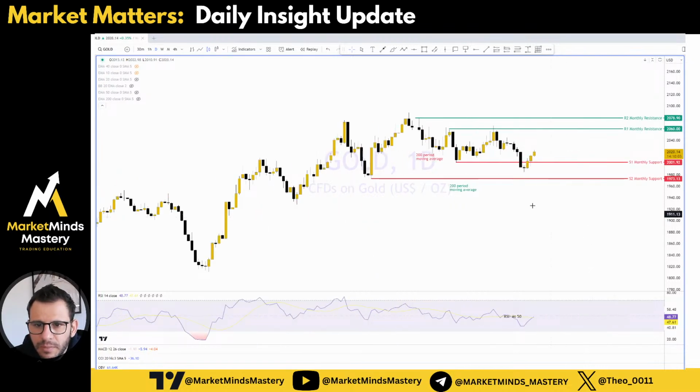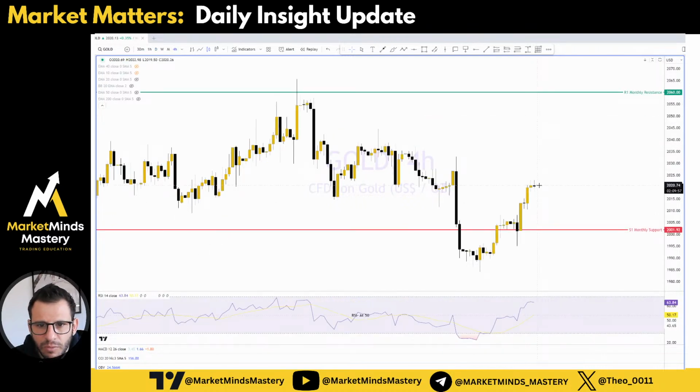Gold gradually moves higher, but we expect to see some kind of weakness on the gold market. So at this point, maybe the gold will move lower. Let's see what's going to happen with this one here.